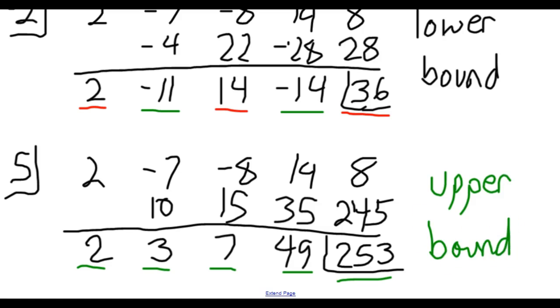Okay? So we have to prove whether or not they lie in the interval. We take our two endpoints. Negative 2 is going to be our lower bound. 5 would be our upper bound. And we use synthetic division to check that. If the signs alternate, that's a lower bound. If the signs are all non-negative, meaning positive or zero, that is an upper bound.